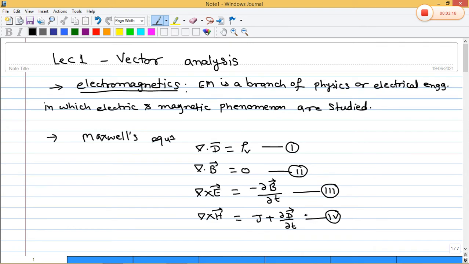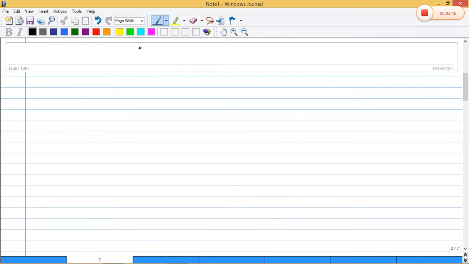Okay, we have to know about all these terms, meaning what is D, what is rho v, what is B, what is E, what is H, what is J. We also have to know how we can derive these equations and where they come from. So about these equations we have to know what is D.